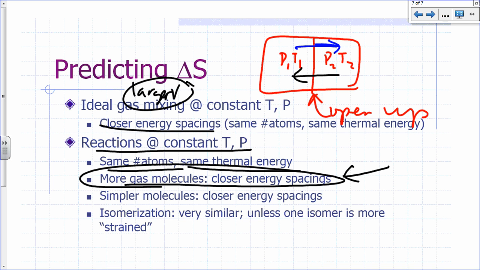You separate the effect of thermal energy. We're just going to look at it: what if the thermal energy doesn't change? What's the effect of the change in the quantization? So the more free, the less restricted the product molecules are, the higher the entropy for the reaction. Okay? And so generally, if you get more gas molecules or simpler molecules, then you have closer energy spacings.